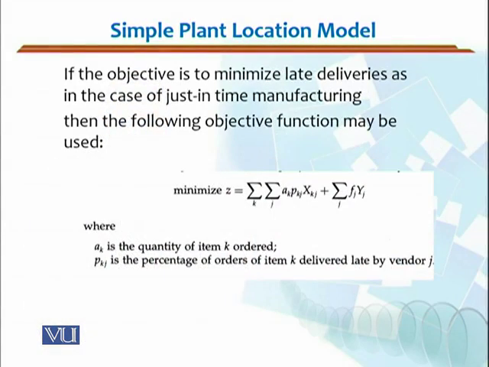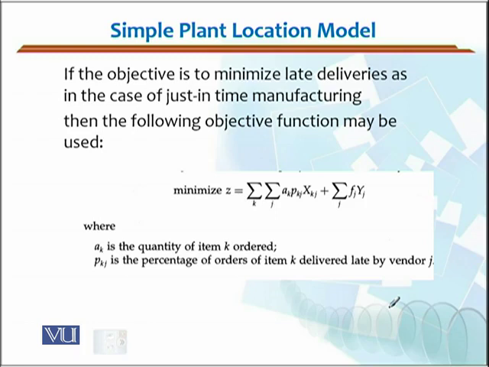Now, if the objective is to minimize late deliveries as in the case of just-in-time manufacturing, then the following objective function may be used. हम अगर just-in-time manufacturing करते हैं, one must know that you would have the idea of just-in-time manufacturing. सिर्फ इतना इस वक्त यहाँ पे ध्यान में रखें. Just in time manufacturing, JIT in manufacturing means when you are requiring that demand, you are ordering it in such a time that practically जो lead time है that is actually minimum.